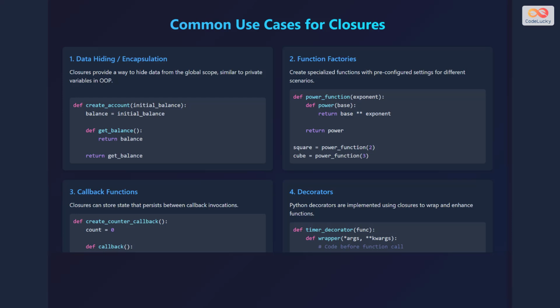Number 4. Decorators. Python decorators are implemented using closures to wrap and enhance functions. Define a function timer decorator. Define a function wrapper which takes arguments and keyword arguments. Some code before function call. Result equals function with arguments and keyword arguments. Some code after function call. Return result. Return wrapper.